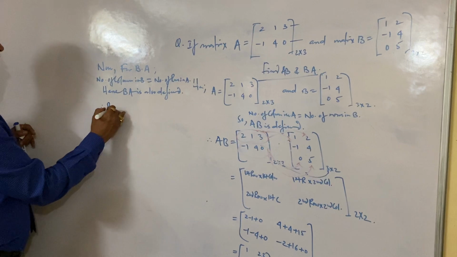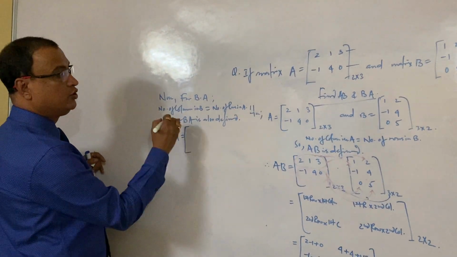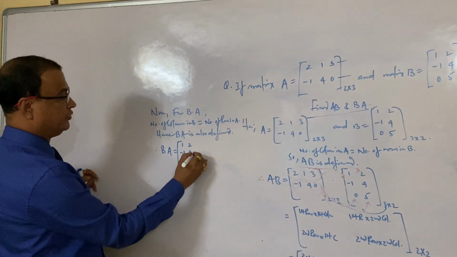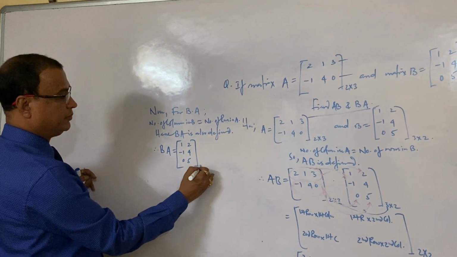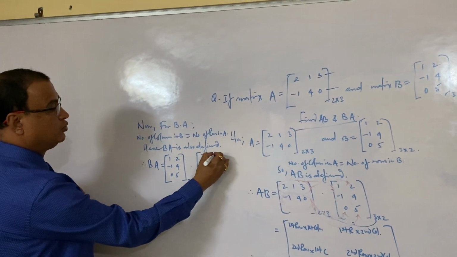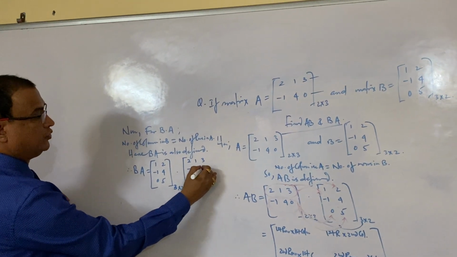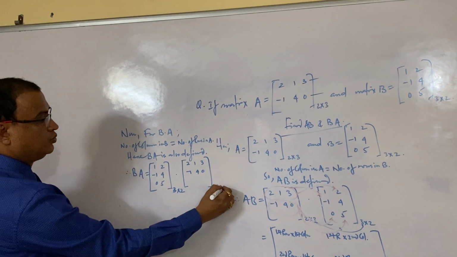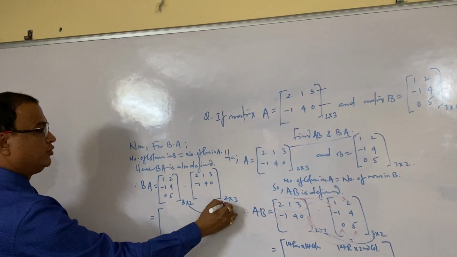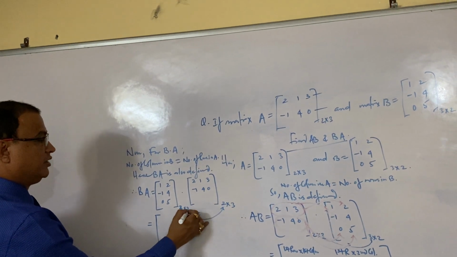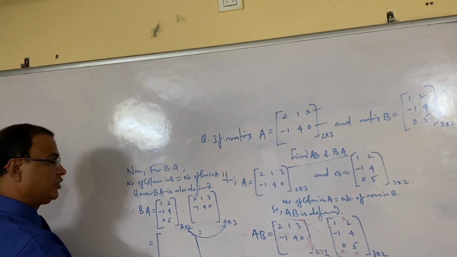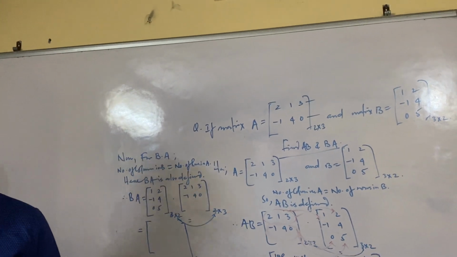So B into A, in the same way if you follow. B is 1, 2, minus 1, 4, 0, 5. This is our 3 by 2 matrix, multiplied with A. A means 2, 1, 3, minus 1, 4, 0, and this is our 2 by 3 matrix. If you multiply in the same way, you can see 2 and 2 are matching, number of columns equal to number of rows. So finally we get a matrix of 3 by 3. There will be 3 rows and 3 columns.